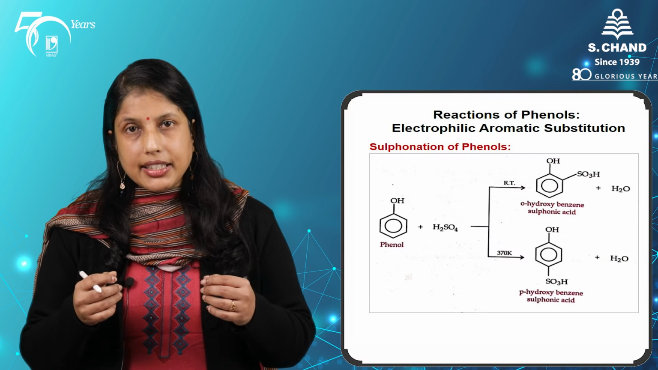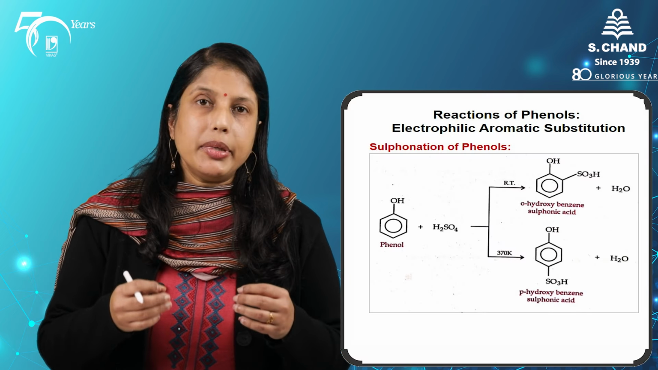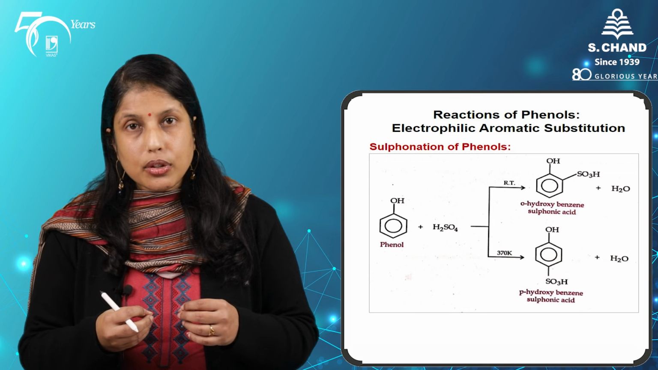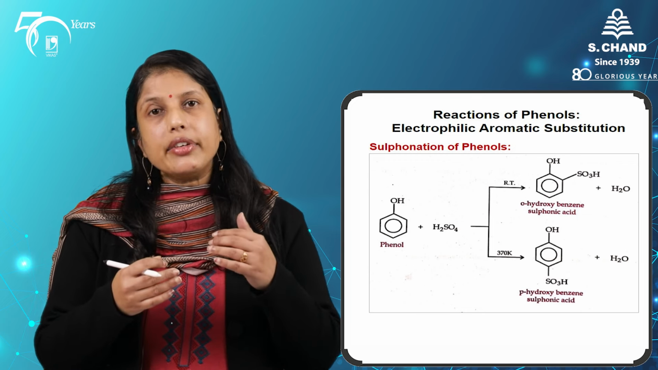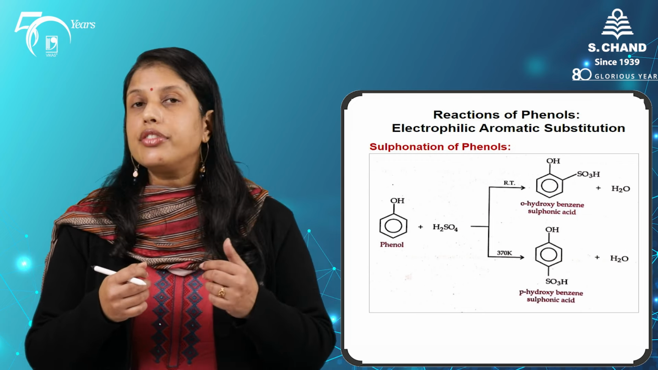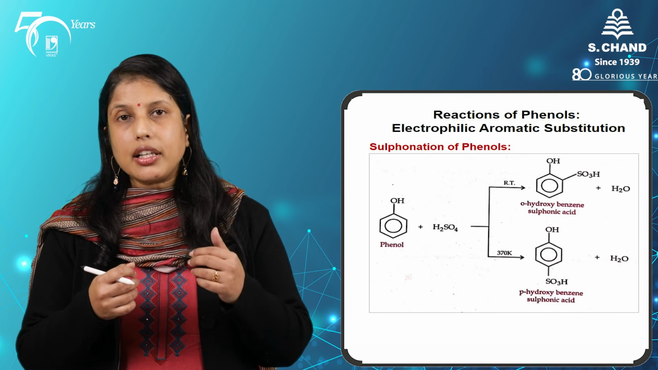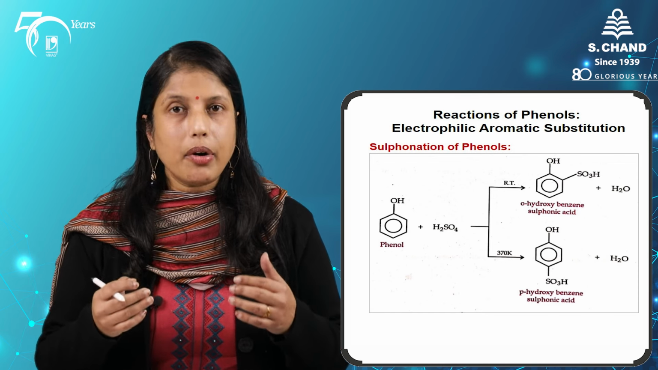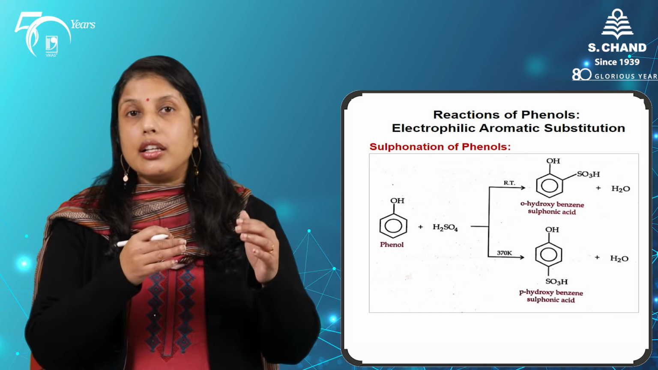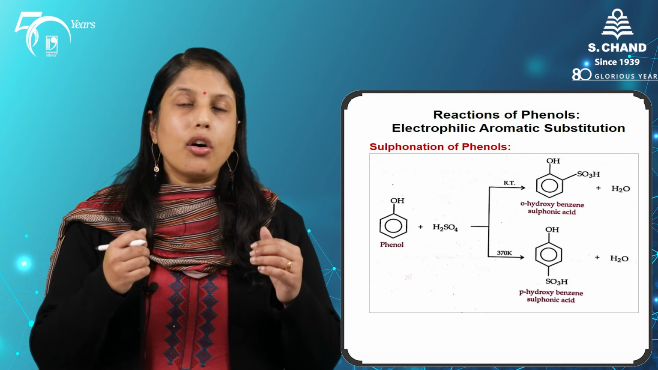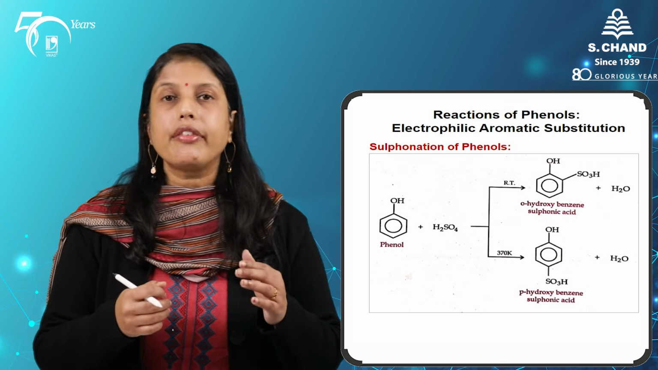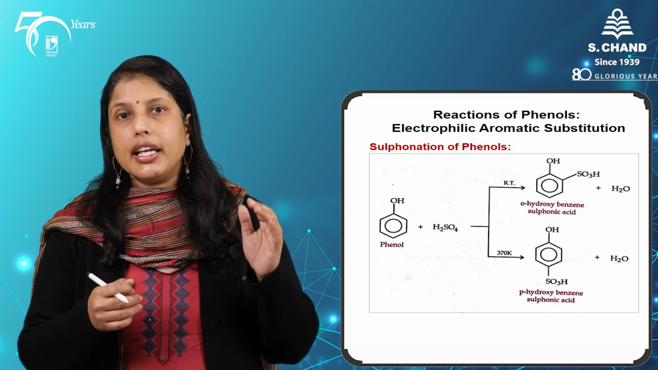The reaction of phenol with concentrated sulfuric acid is going to be thermodynamically controlled, and whether we get the ortho sulfonated product or the parasulfonated product will depend upon temperature. At lower temperature, our ortho product predominates, whereas at higher temperature, it is the para product which predominates.